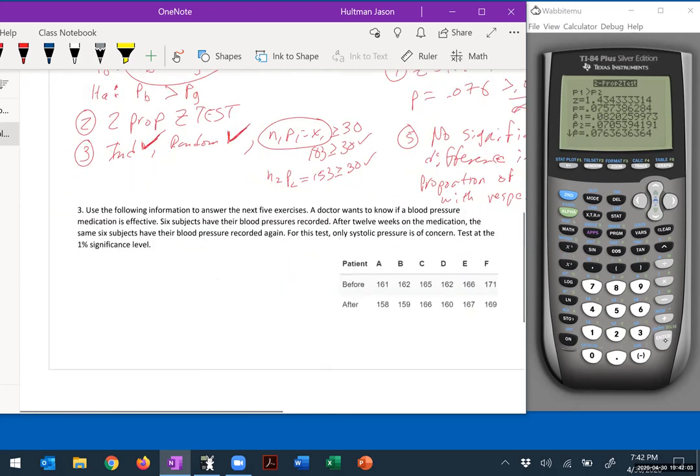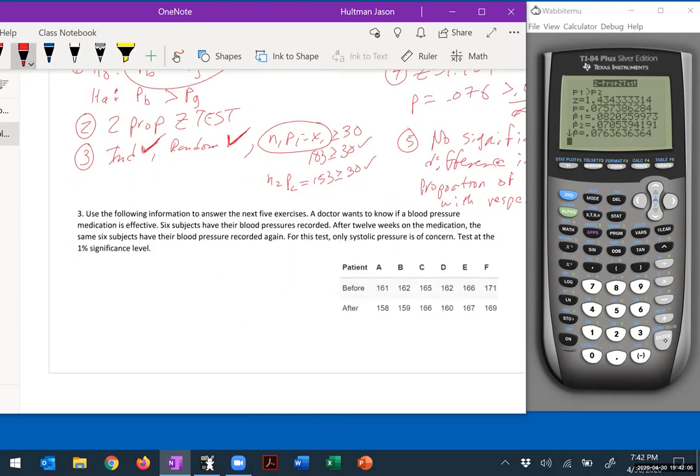Okay, number 3. Use the following information to answer the next 5 exercises. I don't need 5 exercises, I just need this one exercise. A doctor wants to know if blood pressure medication is effective. 6 subjects have their blood pressures recorded. After 12 weeks on the medication, the same 6 subjects have their blood pressure recorded again. For this test, only systolic pressure was considered.